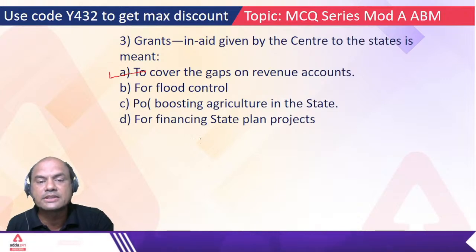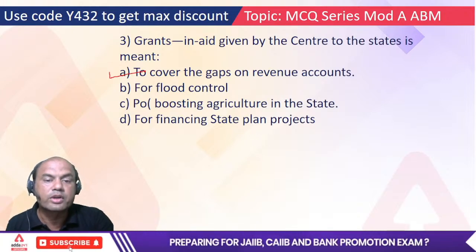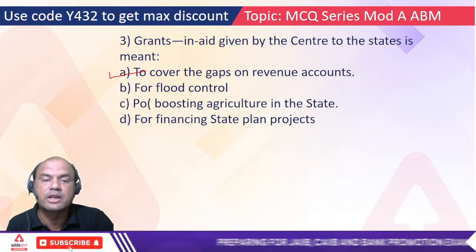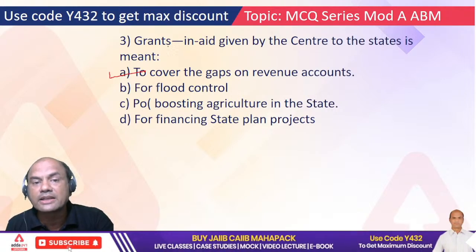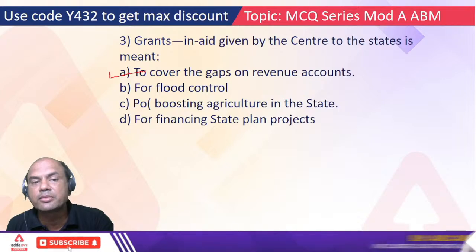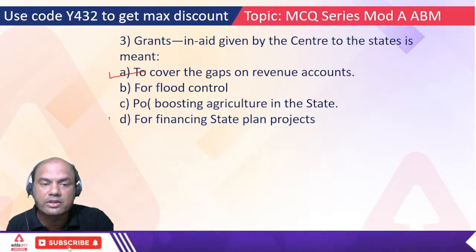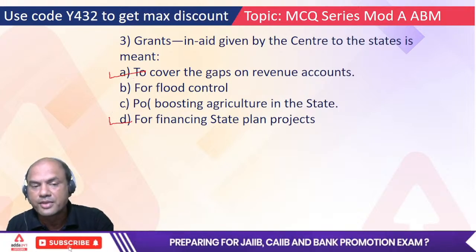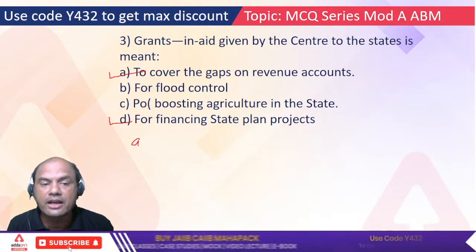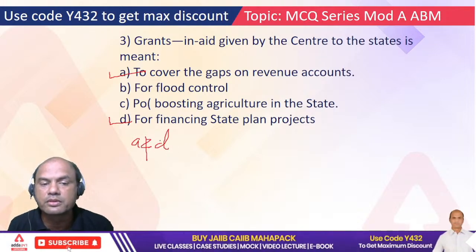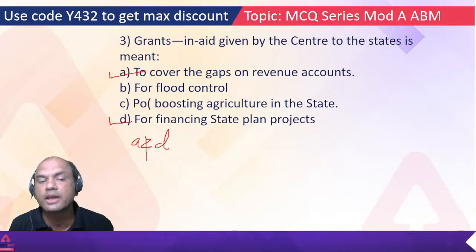And for financing state plan projects, the government also gives grants in aid. Remember this, grants in aid means what? It can be given for A also, it can be given for D also. So the correct answer is A and D both. It is given for both actually.